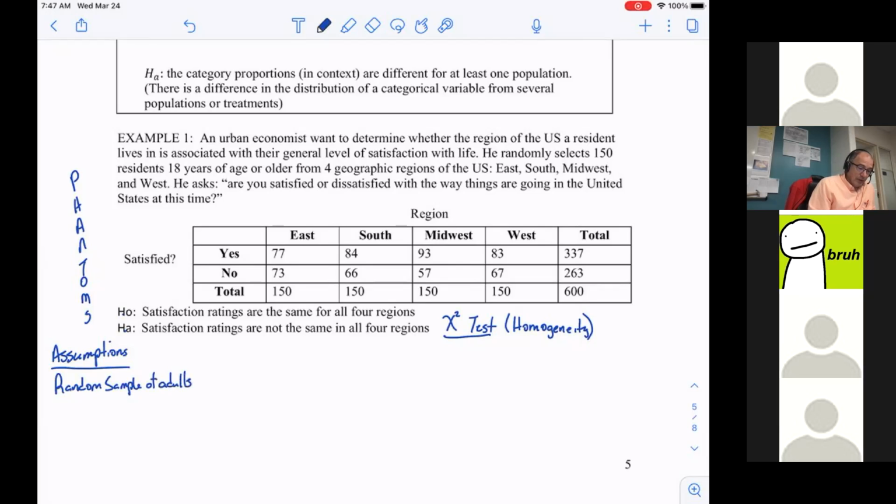And if I go up in the text of the problem, he randomly selects. So there we go. We got that checked off. Okay. Category counts greater than 1. So yes or no. And actually north, south, east, west, all that fun stuff works. So we're good. Expected counts. We haven't got to that yet.